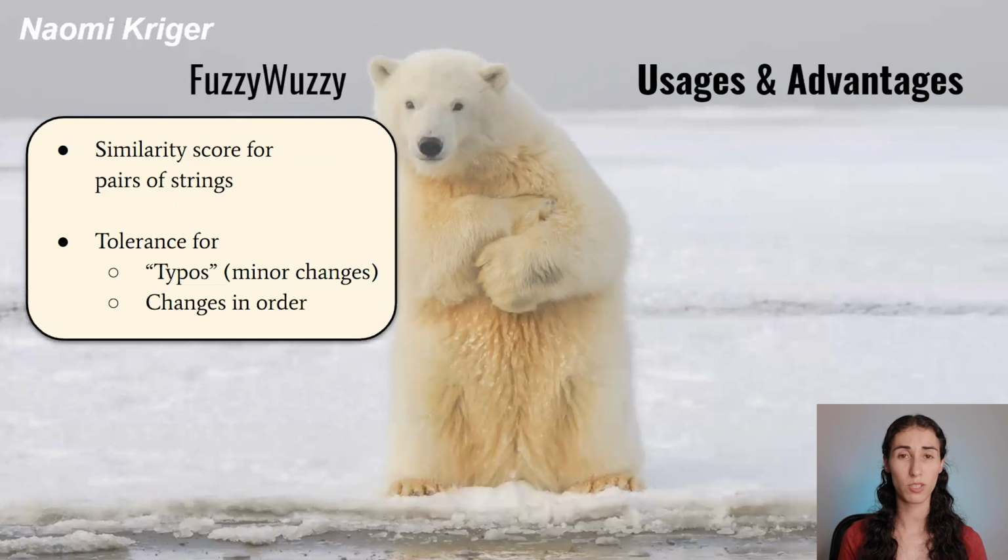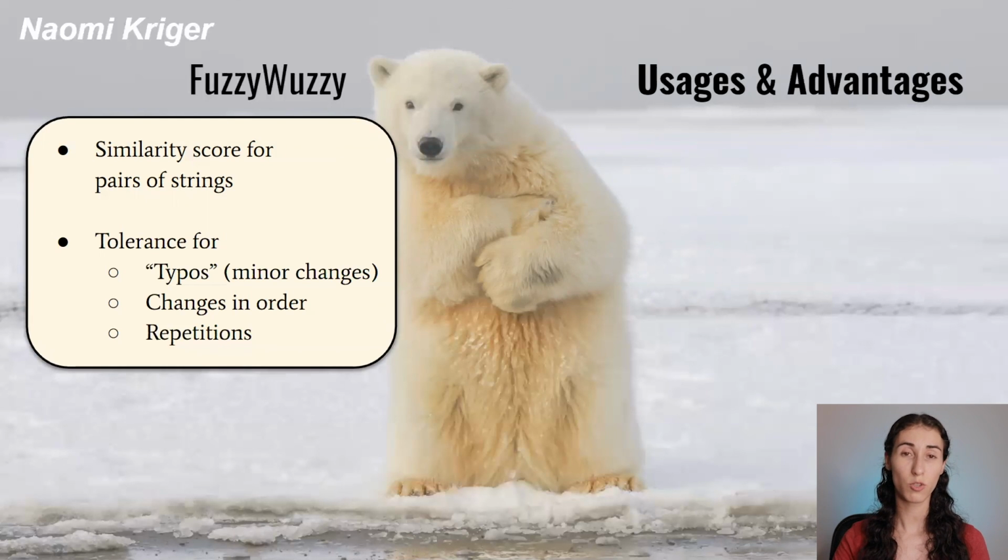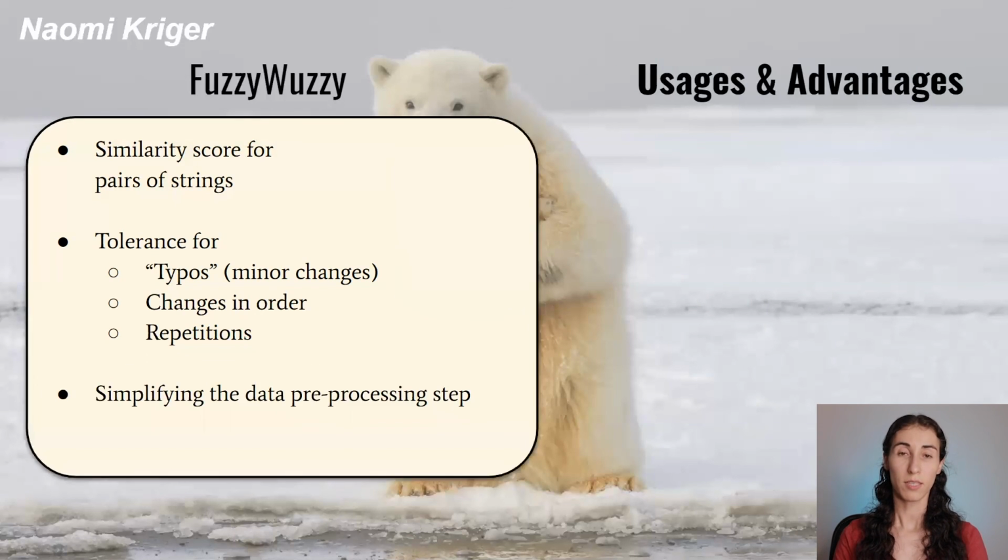Fuzzy Wuzzy also has tolerance for changes in order of substrings, depending on the function that we choose to use. And it also has tolerance for repetitions, again, depending on the functions that we choose to use. Another thing that we want to know about Fuzzy Wuzzy is that it simplifies the data pre-processing step for us. Because when we approach a data-oriented project, we would want to go through the data pre-processing step, which means cleaning the data before making a comparison, and therefore we would be able to increase the accuracy of our results. So if our data pre-processing step goes through removing duplicates, sorting substrings, and applying lower, we know that Fuzzy Wuzzy can do all of these things for us.